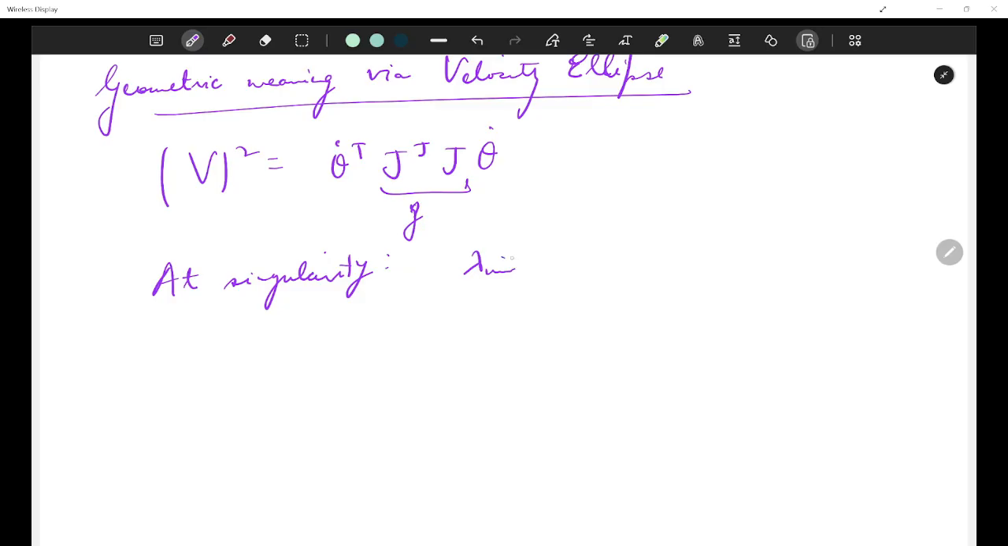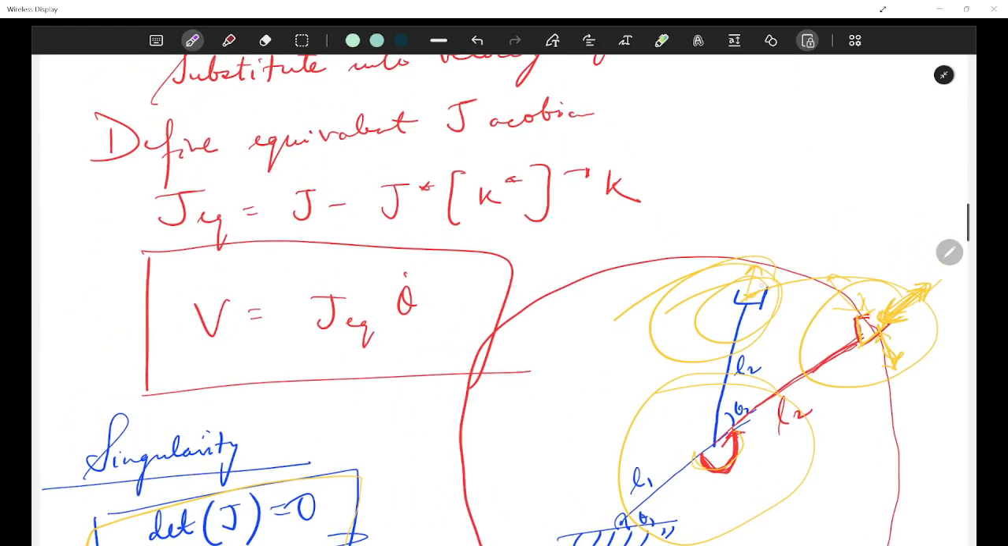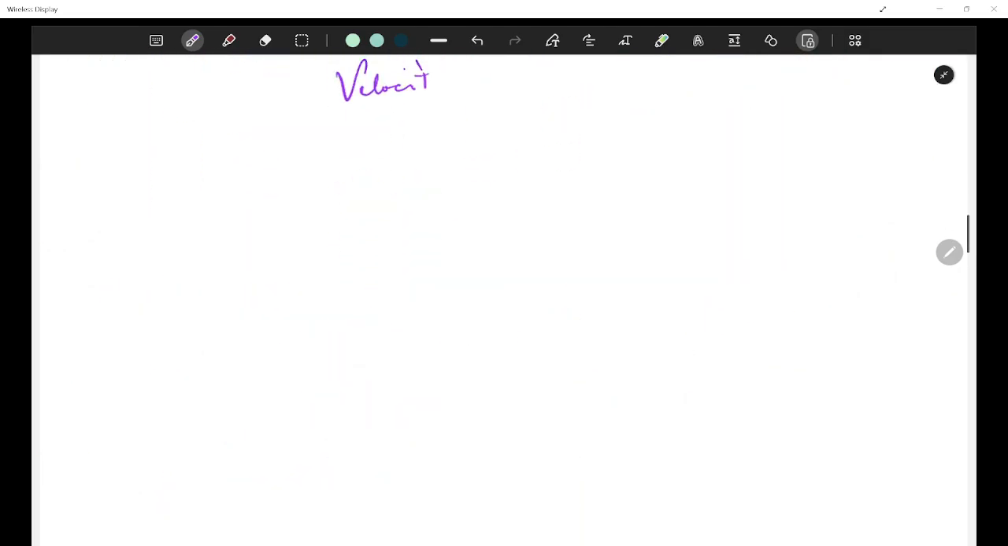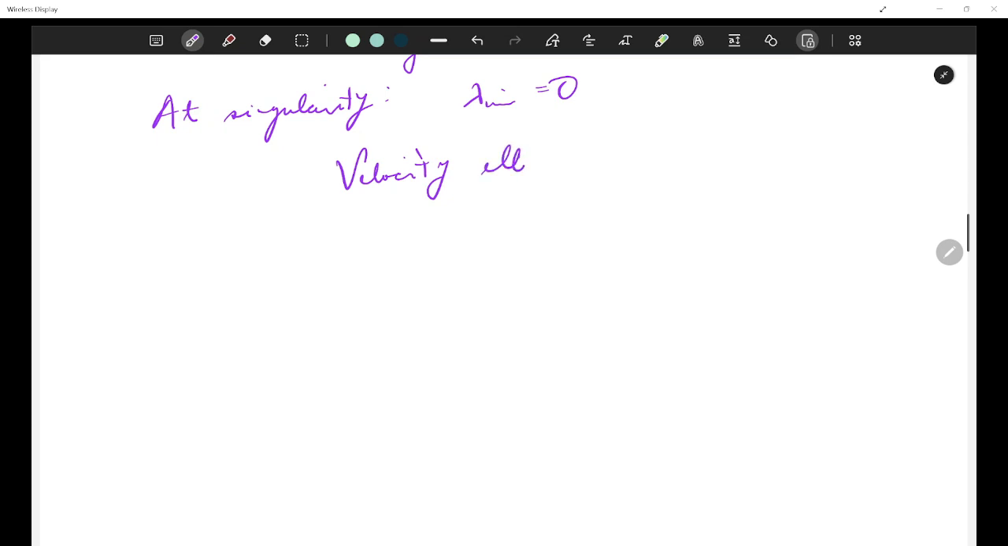Lambda minimum would be 0. So basically for this end effector you get an ellipse, but for this you just get a straight line. So the velocity ellipse collapses into a line. The robot cannot move in one direction, and that direction corresponds to the null space of J. If you want to derive it mathematically, I think we can do that.